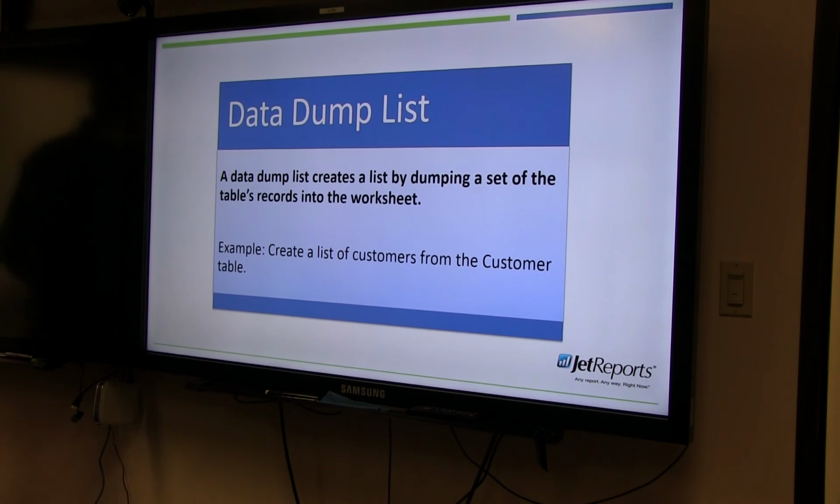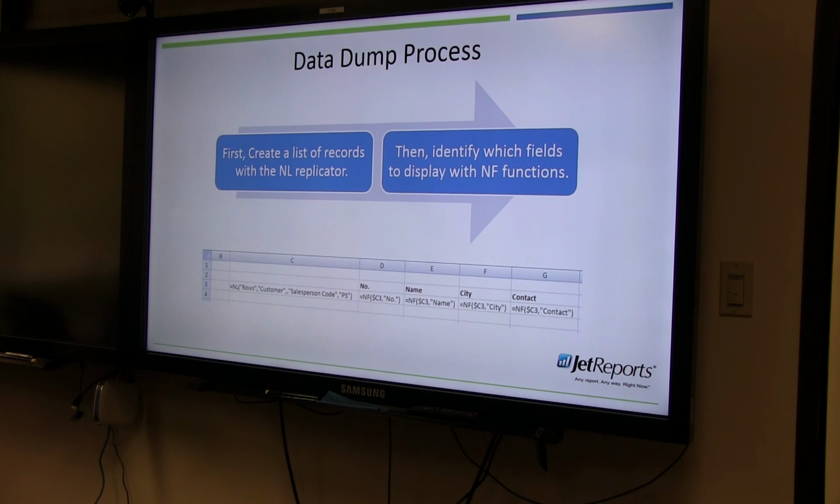It's a two-step process. Just like with our summary list, the first thing we have to do is create a list of something. When we do our data dump, we're going to create a list of records. Then we are going to identify which fields within that record we want to display. So I'm going to use my rows replicator still. I tell it what table I want it to go to, and then apply my filters.